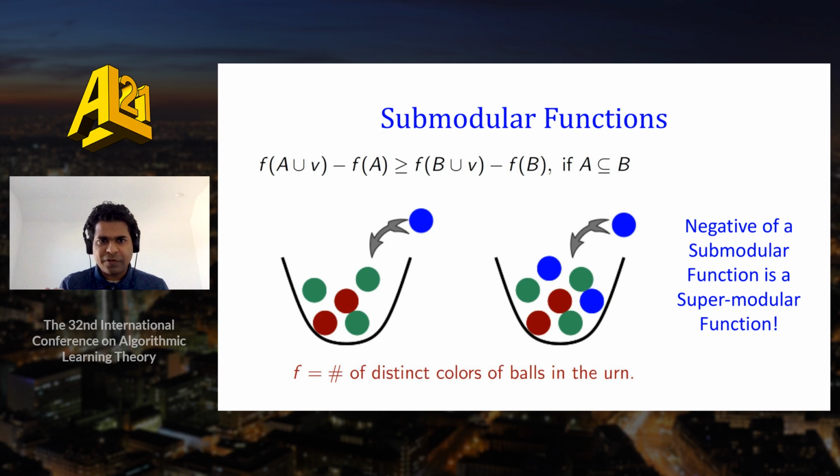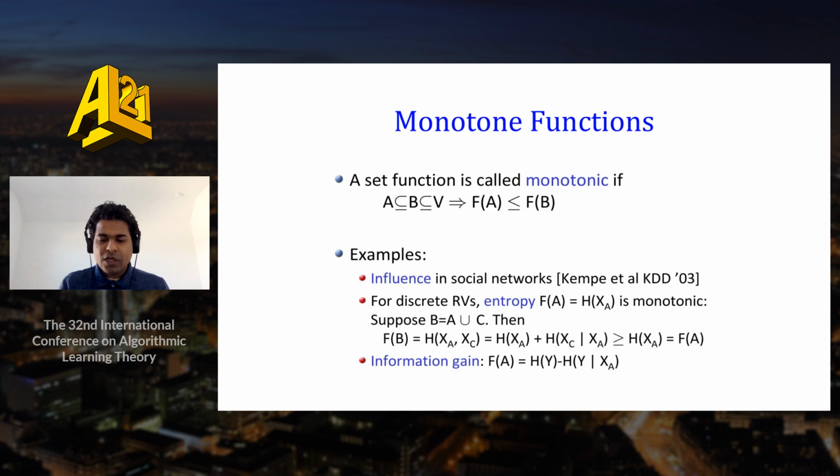I'm sure many of you are familiar with submodular functions. Submodular functions have what is known as the diminishing returns property, which says that the gain of adding an element shrinks as the context of the set grows. Here I have a subset A and a superset B, and the gain of adding a new element to the subset is larger than the gain of adding it to the superset.